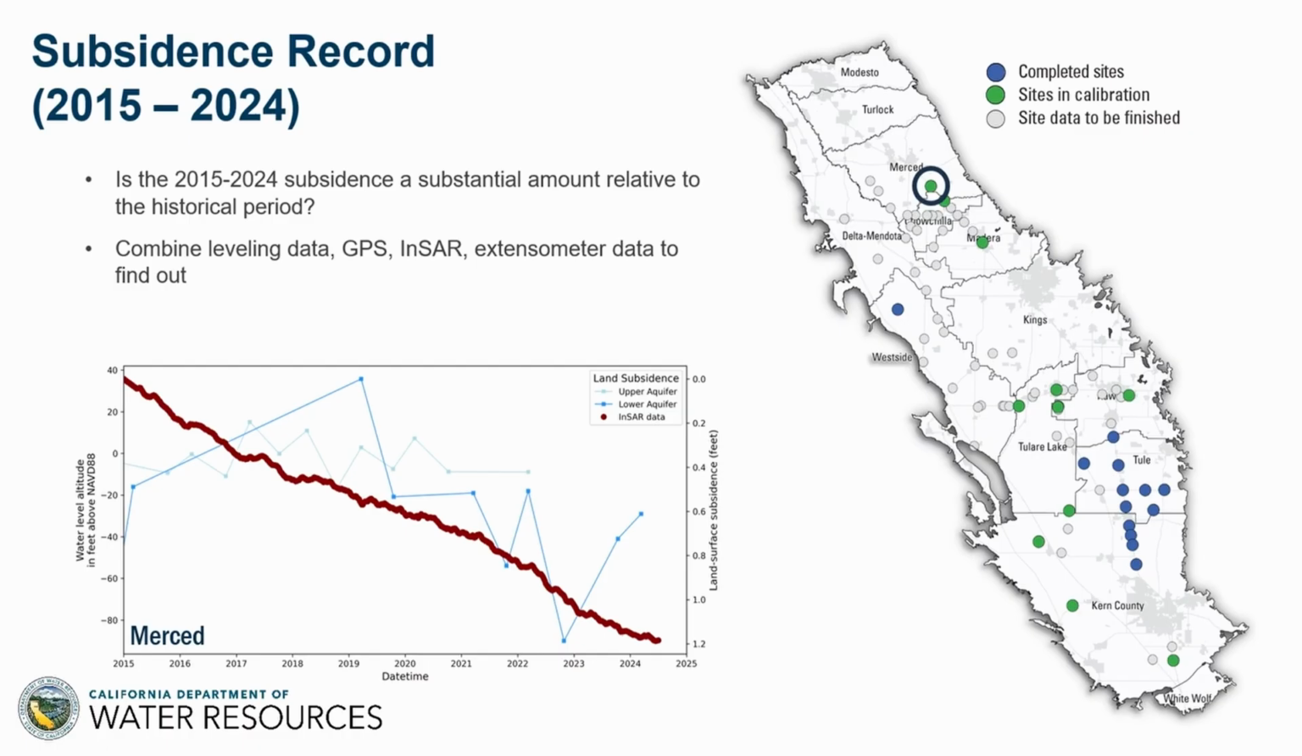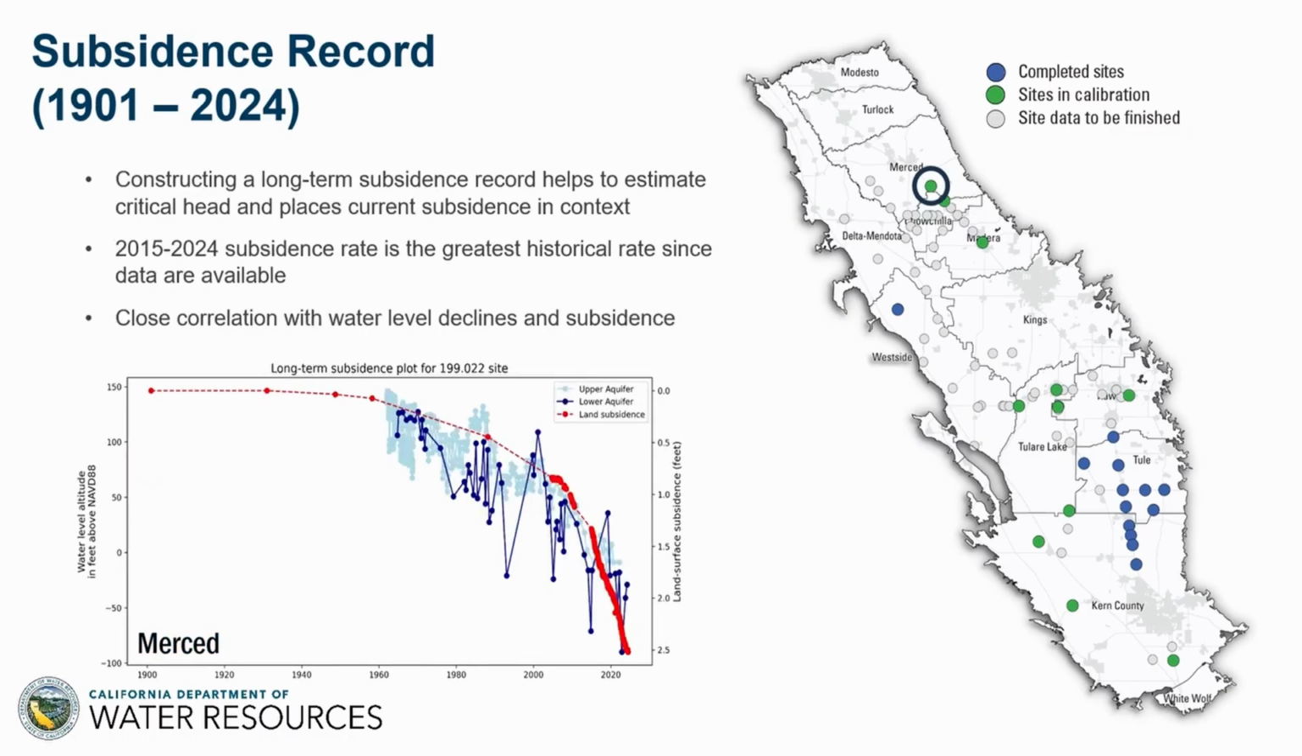If you look at the site, again, there's about 1.2 feet of subsidence over a 10-year period, but how does that compare to previous periods? When you construct a long-term subsidence record using a combination of leveling and InSAR data, here you see the subsidence from 1901 through 2024 and water levels since about 1960. The current subsidence rate is in fact the greatest rate that the subbasin has experienced at any point in time at this location. There's a total of about 2.5 feet of subsidence, but it's focused mostly on the more recent period.